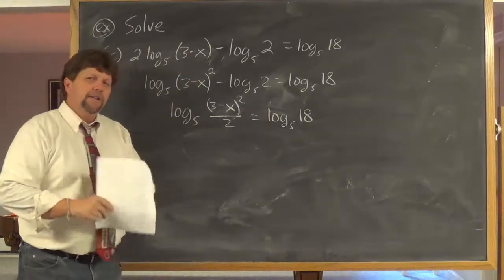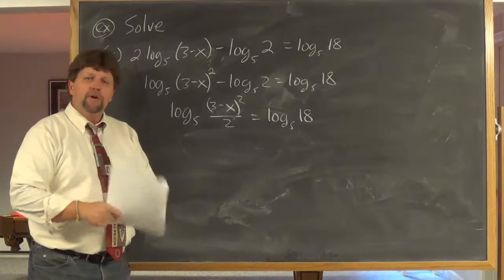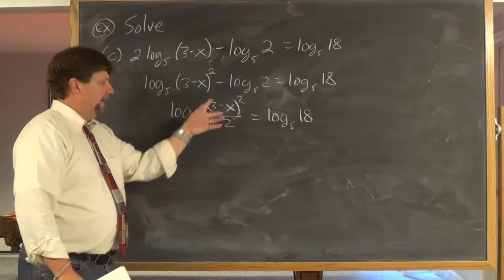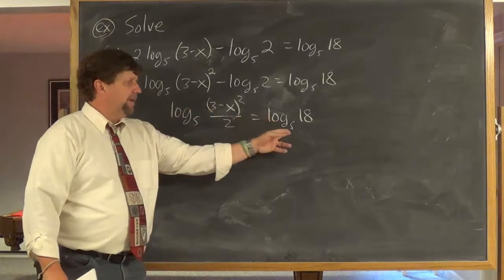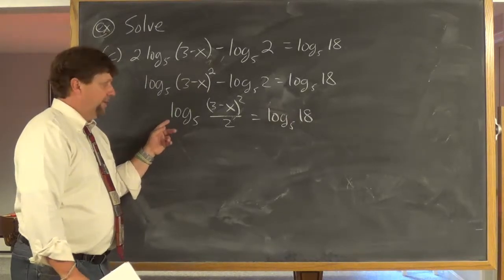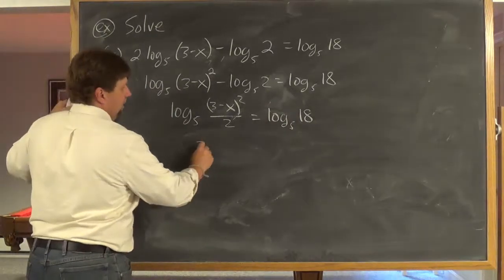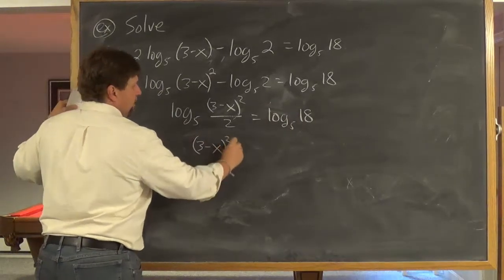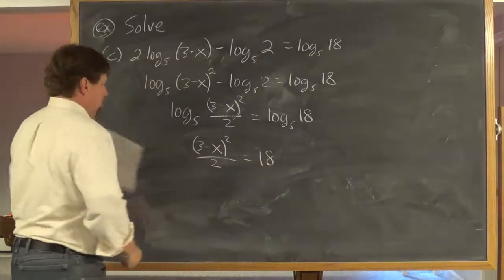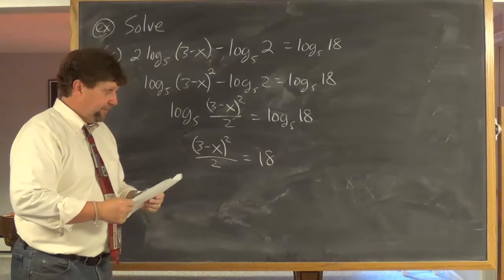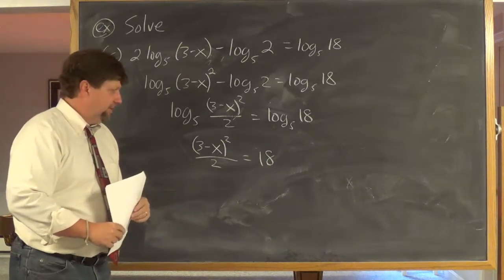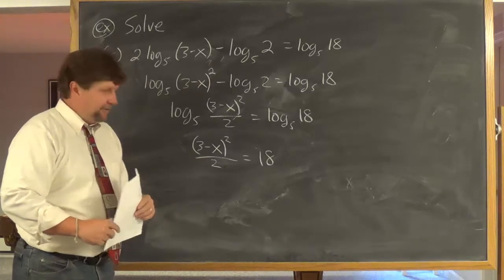Okay, I finally have the equation at a point where I can use the preservation of equality of logarithms. I have log base 5 of this mess equals log base 5 of 18. This equation is true if and only if the 3 minus x quantity squared over 2 is equal to the 18. Wow, well now let's look at solving this equation. Got a little bit more algebra to do, folks.